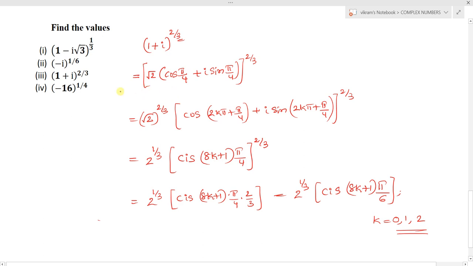Okay, then what are the values of (1 plus i) whole power 2 by 3? It is 2 power 1 by 3 into cis of (8k plus 1) pi by 6, where k equals 0, 1, 2. These are the values of (1 plus i) power 2 by 3.